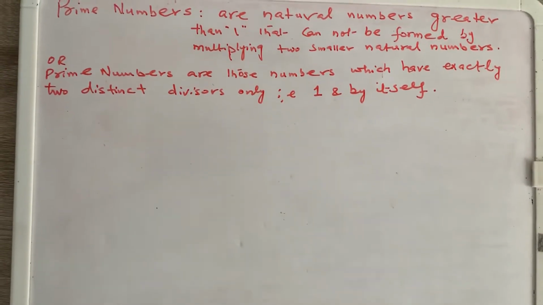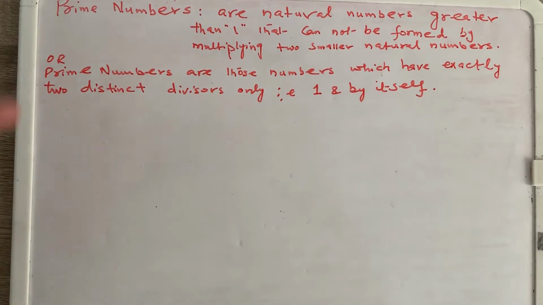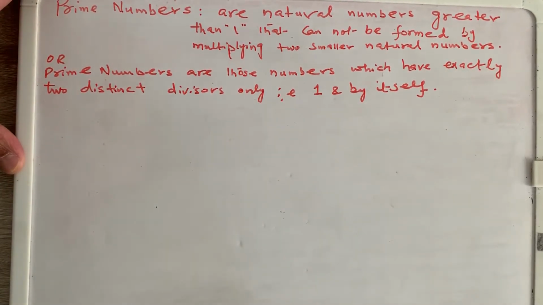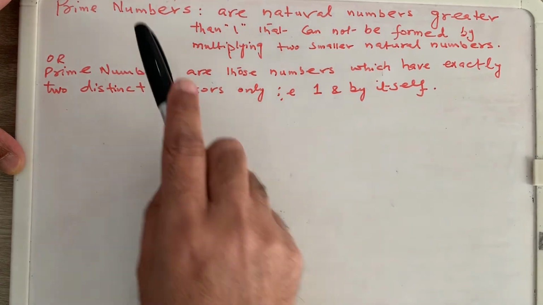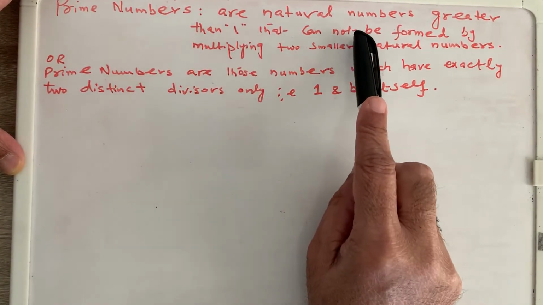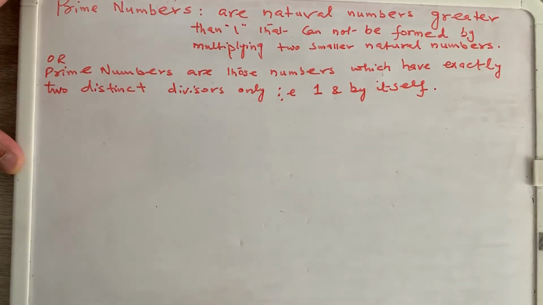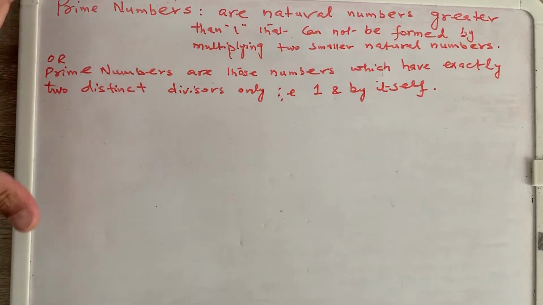Today we will be learning prime numbers and prime factorization. So before we start prime factorization, we should have a definition of prime numbers. Prime numbers are natural numbers greater than 1. So that means 1 is not a prime number. Please note it down that 1 is not a prime number.